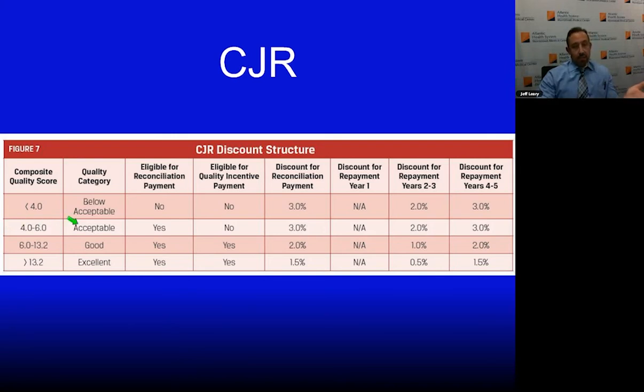And then depending what your score is, if it's low, you're not even eligible, even if you save money but have a poor quality score, you're not even eligible for a refund from Medicare. And you're actually set up for a higher percentage of that to pay them back at the end of the year.